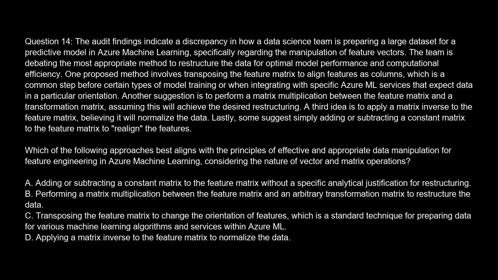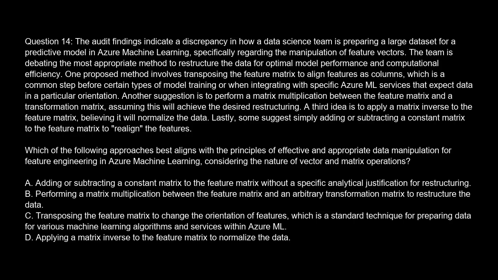Question 14. The audit findings indicate a discrepancy in how a data science team is preparing a large dataset for a predictive model in Azure Machine Learning, specifically regarding the manipulation of feature vectors. The team is debating the most appropriate method to restructure the data for optimal model performance and computational efficiency. One proposed method involves transposing the feature matrix to align features as columns, which is a common step before certain types of model training or when integrating with specific Azure ML services that expect data in a particular orientation.